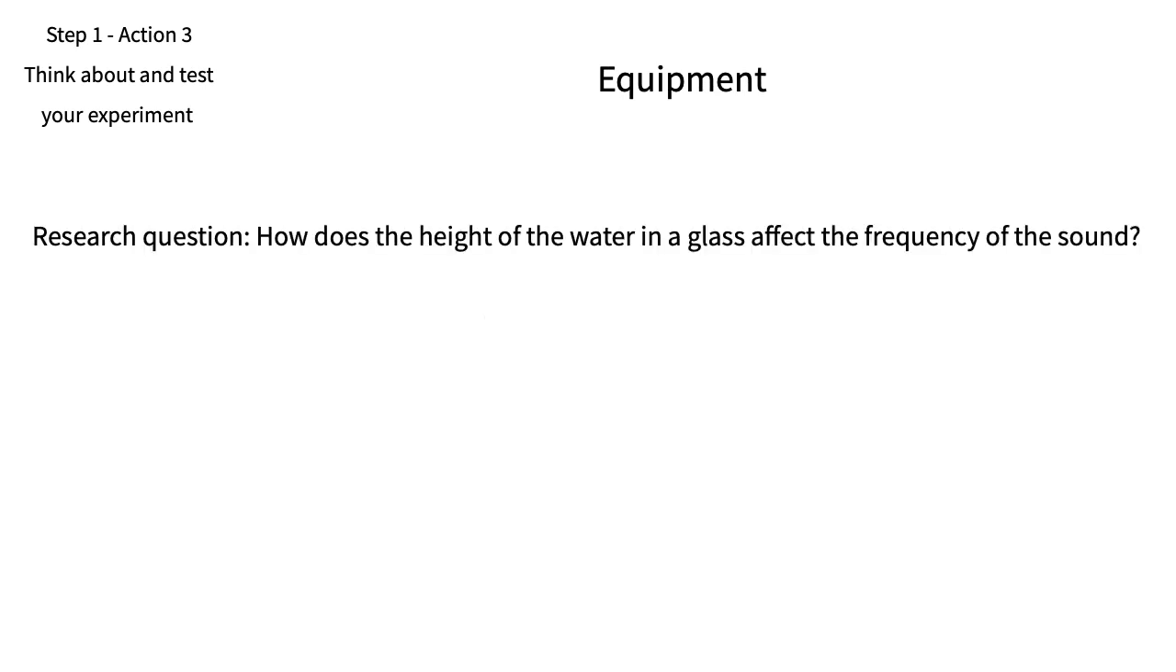The research question in my example IA is, how does the height of the water in a glass affect the frequency of the sound? Now, based on your research question, think about what you will do in your experiment and make a list of the equipment that you will need. In my experiment, I will fill a glass with water, so I need a glass, water, and measuring tape.